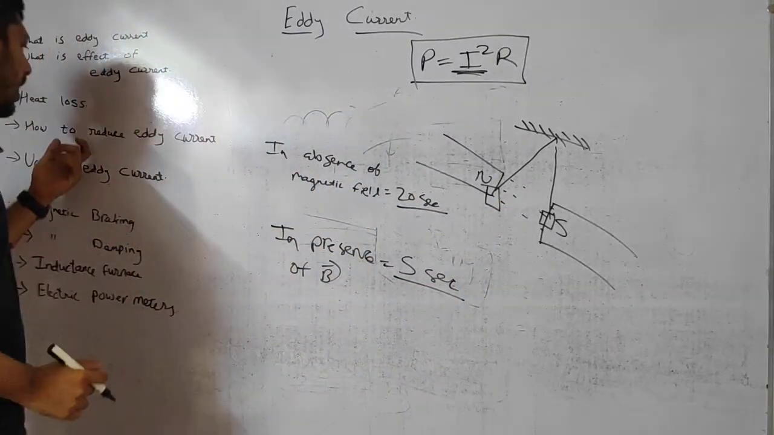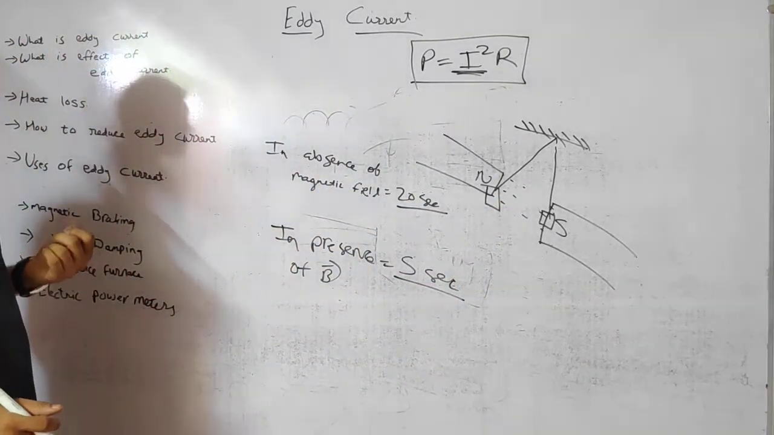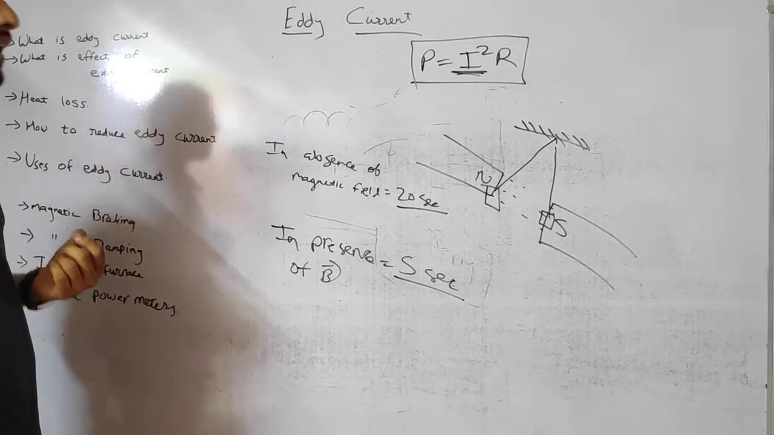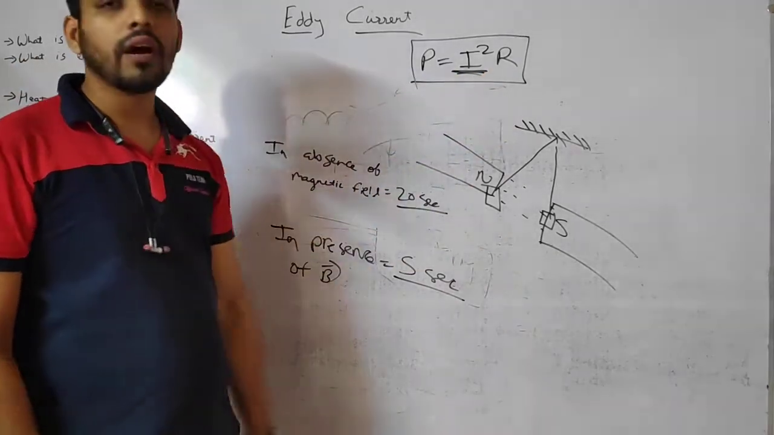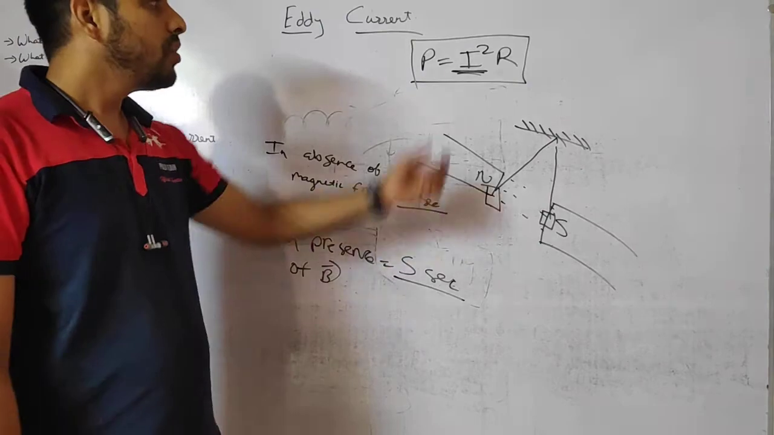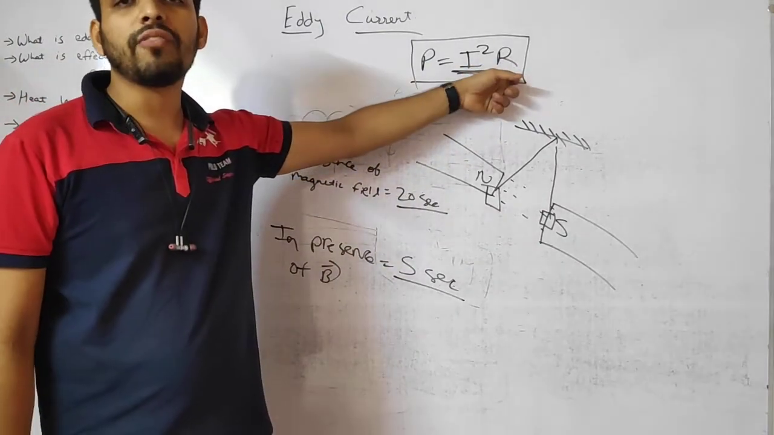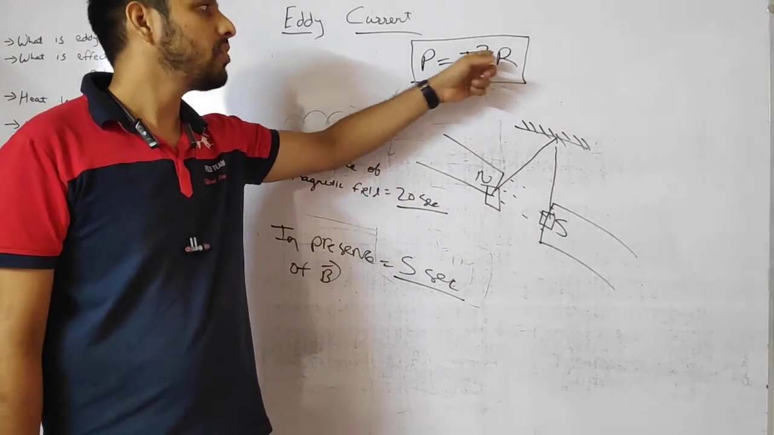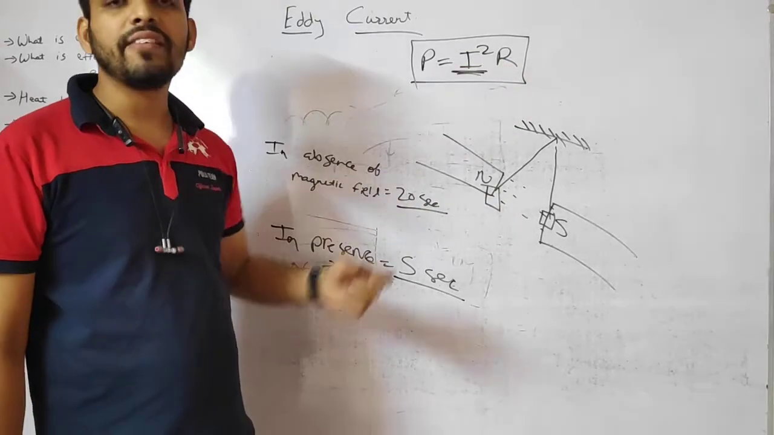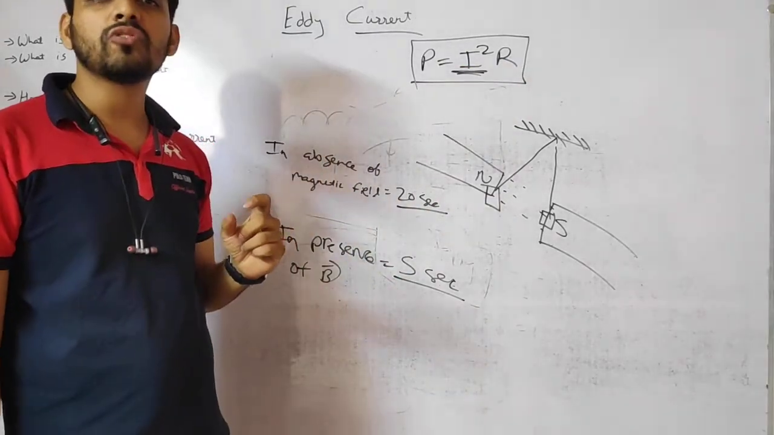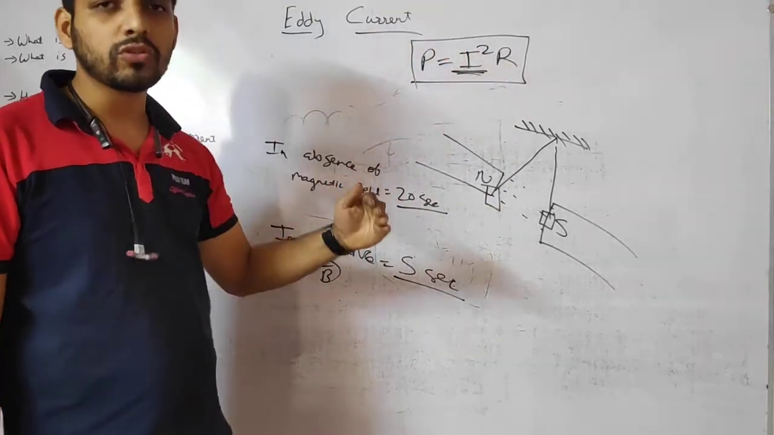Okay. Next, how to reduce the effect of eddy current? If you want to reduce the effect of eddy current, the only thing is you can increase the value of R. If you increase the value of R, automatically the value of I will decrease. If the value of I decreases, what will happen? I square will also go down.